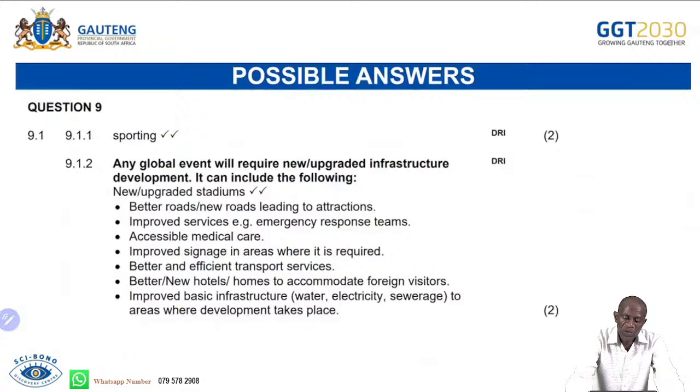9.1.2, any global event will require new upgraded infrastructure development. It can include the following: new or upgraded stadiums, better roads, new roads leading to attractions, improved services, for example, emergency response teams, accessible medical care, improved signage in areas where it is required, better and efficient transport services, new hotels, homes to accommodate foreign visitors, as well as improved basic infrastructure, water, electricity, sewerage to areas where development takes place. So these are some of the benefits that relate to infrastructure.